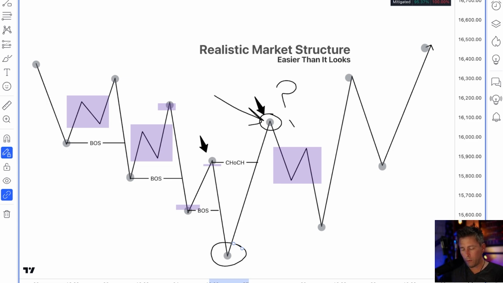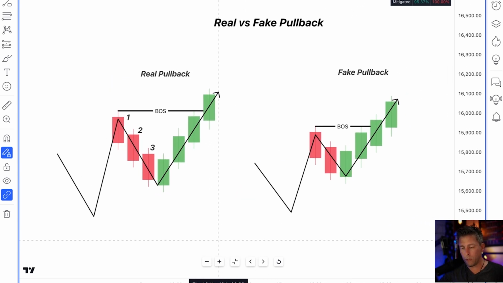Now, if you look here, you'll see that this is marked out as a swing low. How do we know that was a valid pullback? Was it just one candle, maybe sometimes? What really gives us that validation? That's what we're going to talk about right now. We're going to take a look here, real versus fake. And this is very simple.